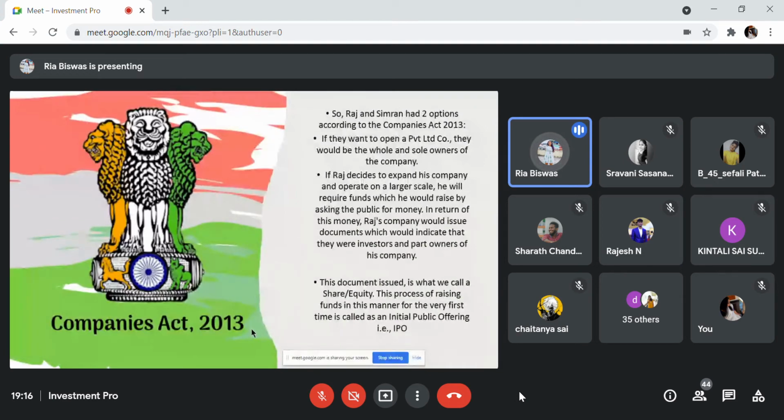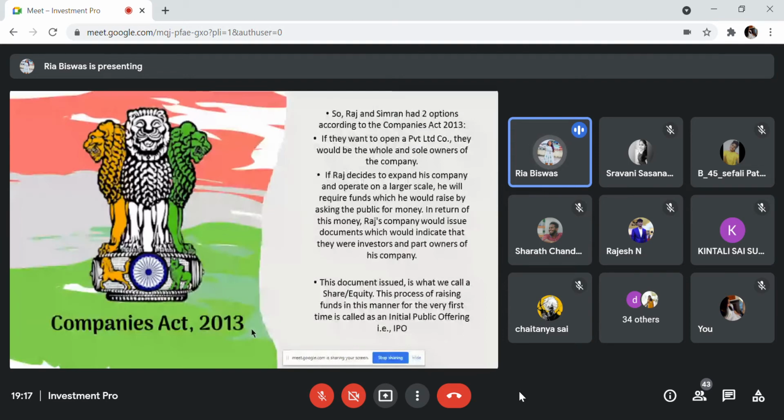Now, while building the business, obviously they need to follow various processes. It is not that we can follow any way we like. There are rules and regulations you have to follow while building up your company, and these come under the Companies Act 2013. In this Companies Act 2013, there are various rules and regulations you have to follow while building your business.